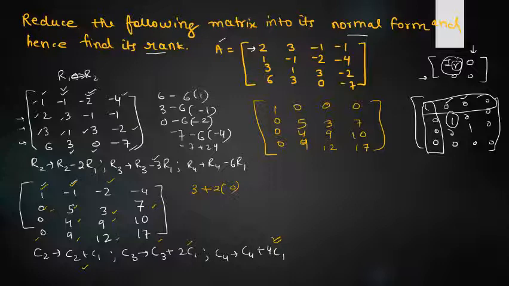Now, the next part will be to make it 1. How can you make it 1? If you see, you have to make this R3. So this is what you have to do: make this identity element 1.